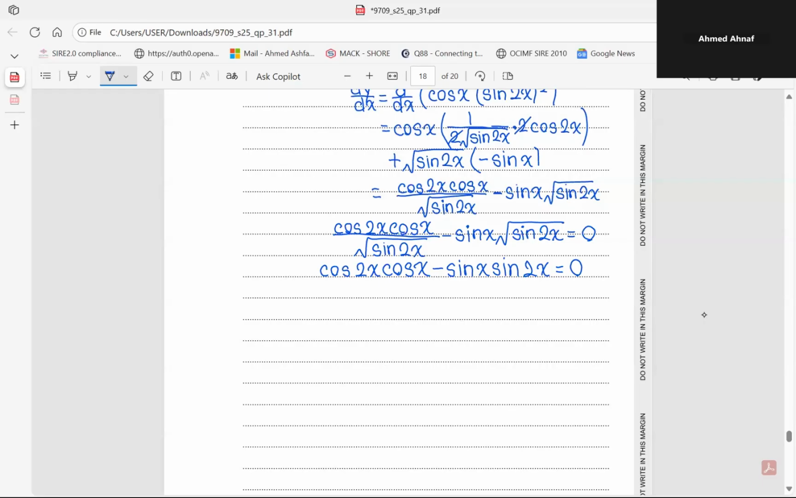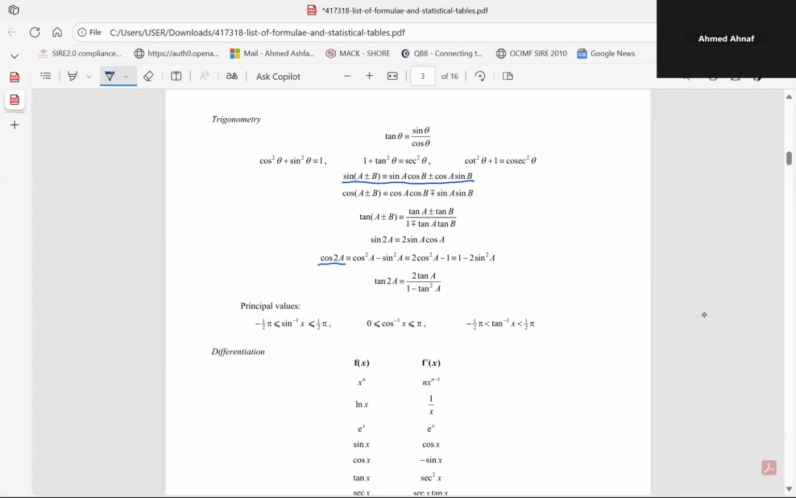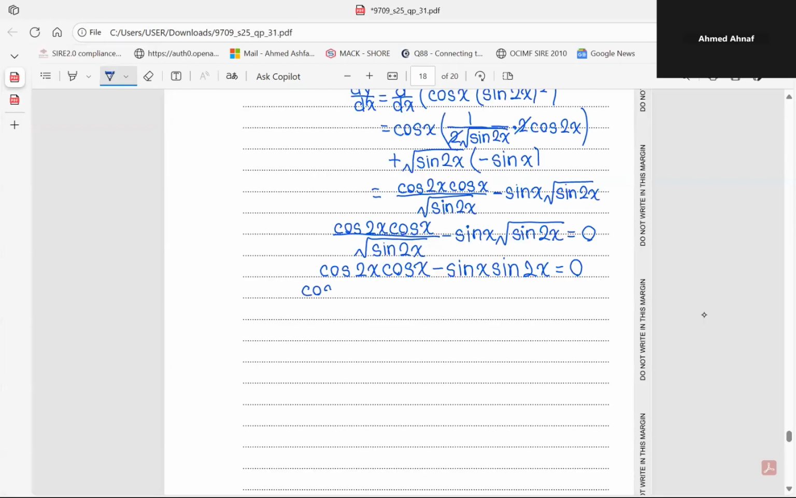Okay, and now let's express cosine 2x using our formula sheet. So cosine 2a equals cosine squared a minus sine squared a, and sine 2a equals 2 sine a cosine a. So let's do that. It's cosine squared x minus sine squared x and 2 sine x times sine x, so sine squared x cosine x equals 0.